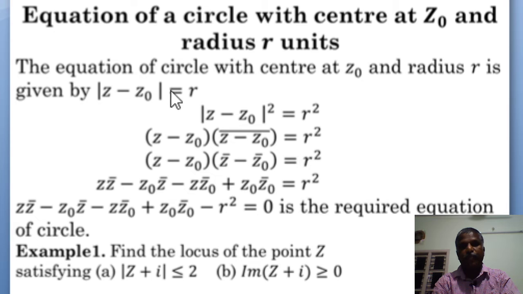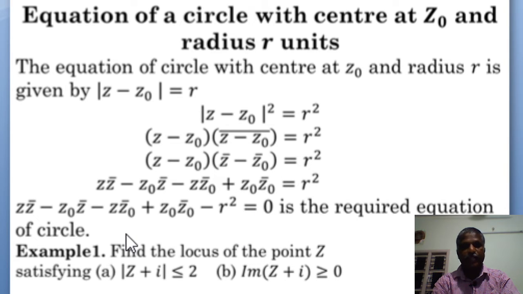So using the properties of complex numbers, squaring on both sides, we get mod z minus z naught whole square is equal to r square. And mod z whole square is z into z bar, the product of the complex number and its conjugate. The conjugate of the difference is the difference of the conjugates, that is, the conjugate of z minus z naught is z bar minus z naught bar. So on multiplication, we get z minus z naught into z bar minus z naught bar minus r square is equal to 0. So this is the equation of a circle in complex form with center at z naught and radius r.